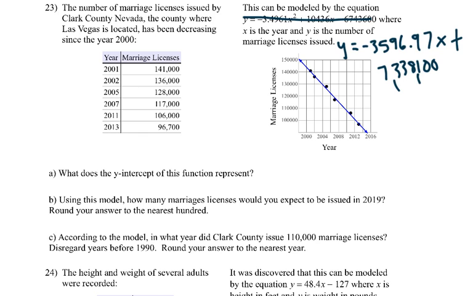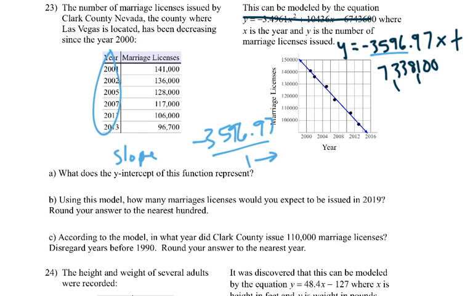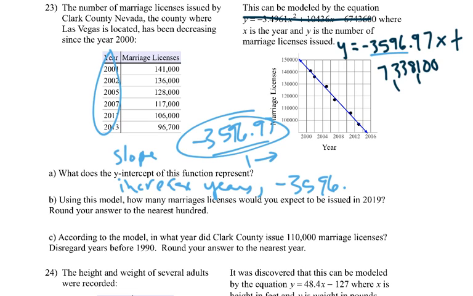All right, so the y-intercept to this function. Well, let's do the slope first. Okay, so the slope here would be negative 3596.97 over 1. So the x is years. So as we increase in years, what's happening? Well, this negative means we're going down, so we have that many less licenses every year. Okay? So that's our slope.